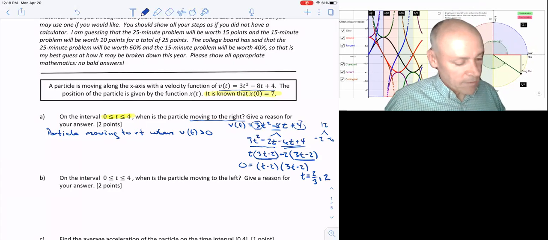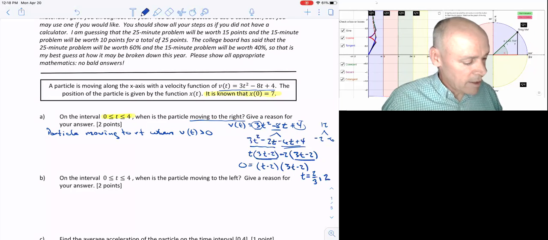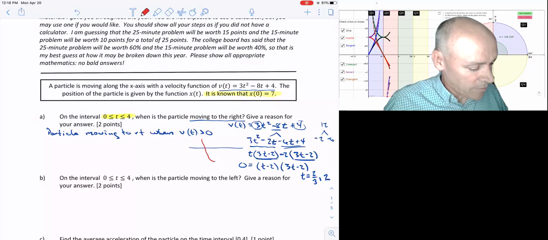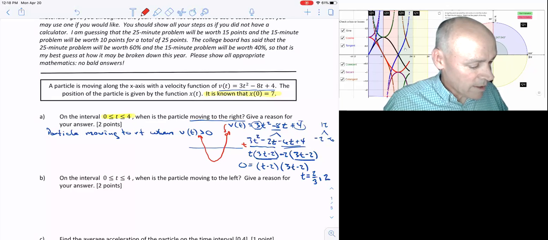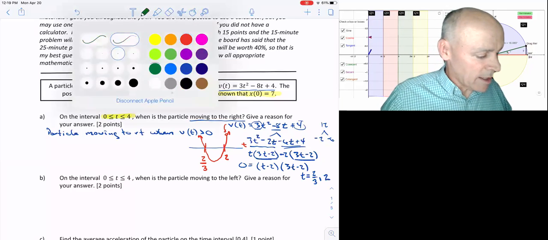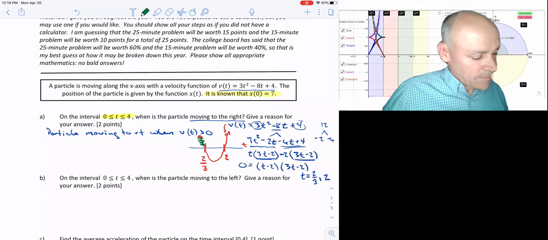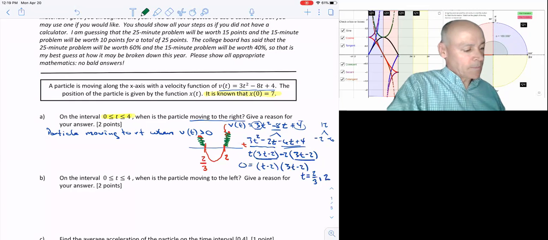And if it's helpful to look at that graphically, that's given us our t-intercepts in this case. So if we were to graph v(t), with the t-axis here, and that's our function v(t), we're going to see that the t-intercepts are 2/3 and 2, which is going to indicate that the velocity is positive for t-values less than 2/3 and for t-values greater than 2.